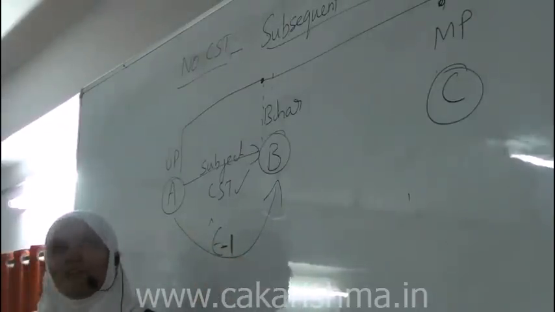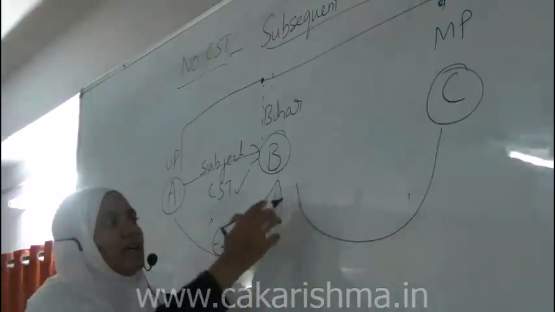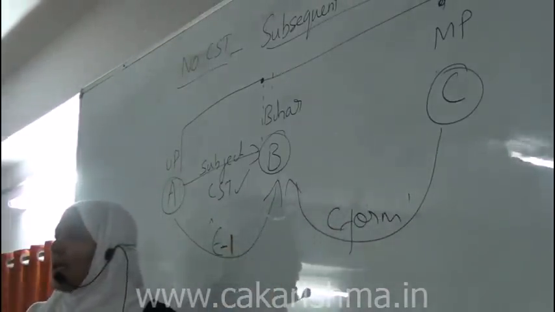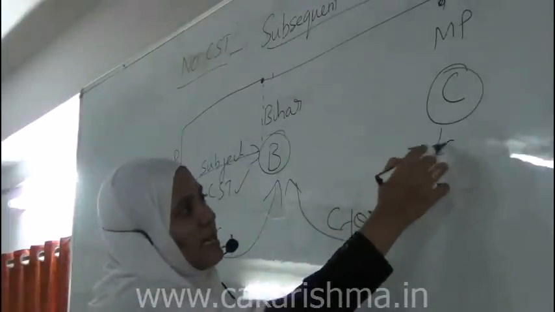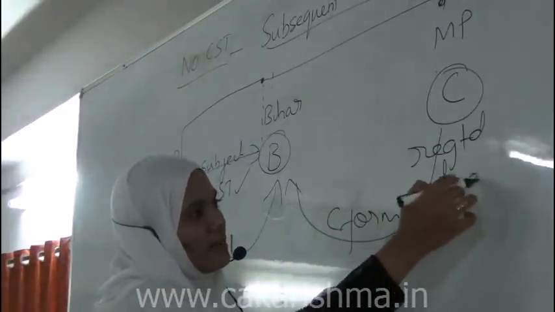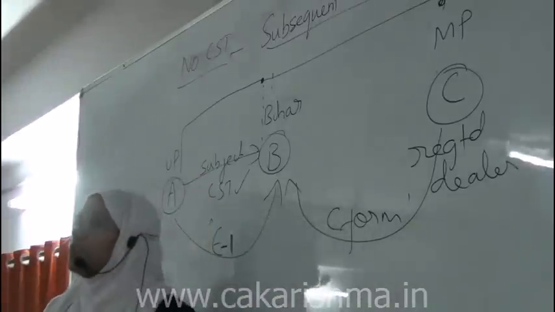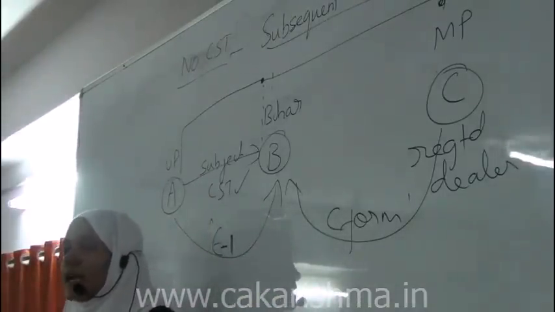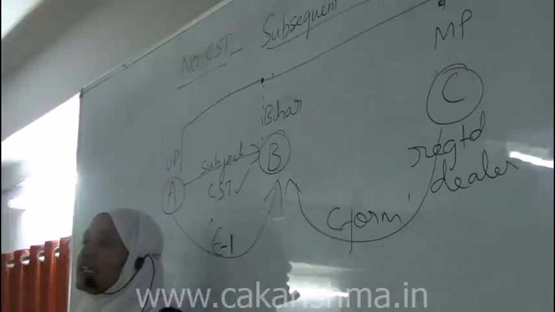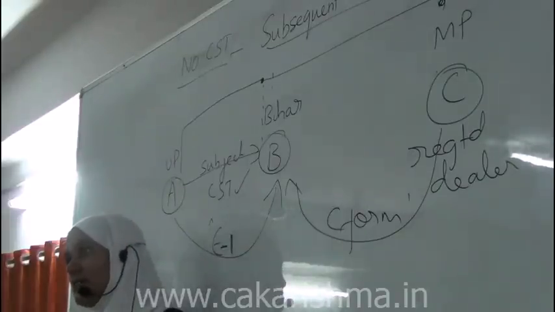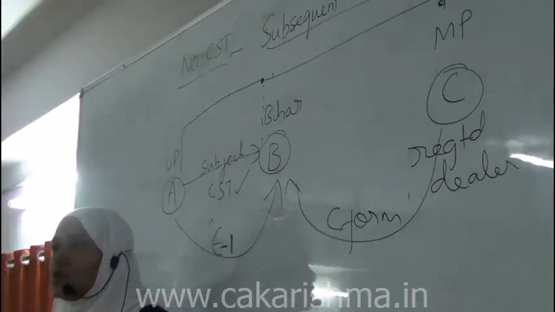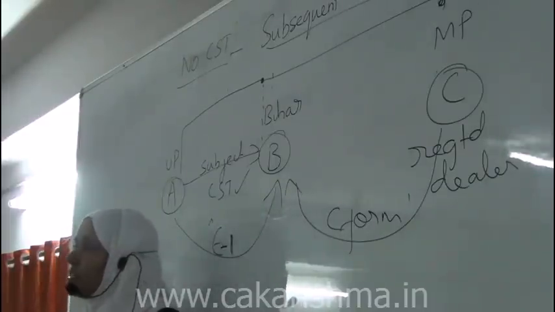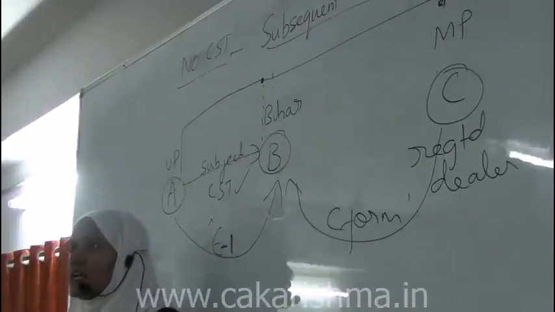Then in addition to this, we are saying from your buyer, you please obtain C form. And this buyer should be a registered dealer. This subsequent sale exemption will apply only when the sale is happening to a registered dealer. If it is happening to end consumers like us, there is no exemption, there is tax on it, because the end consumer has to pay the tax.